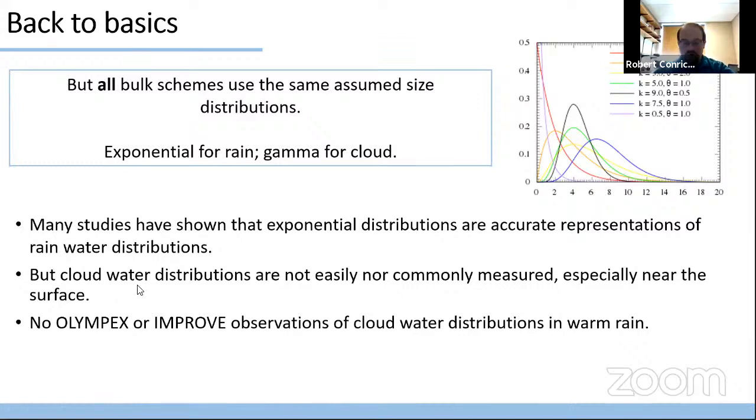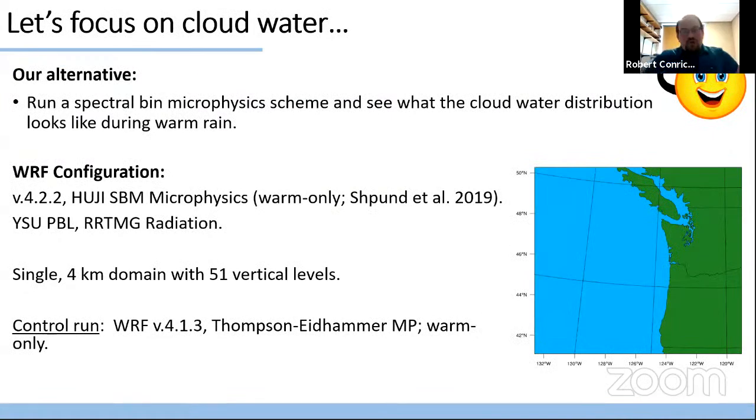But unfortunately, cloudwater distributions are not easily nor commonly measured, especially near the surface and more especially during precipitation, especially warm rain. And there haven't been any observations of cloudwater distributions near the surface during either of the two big field campaigns that we had out on the West Coast that observed microphysics. So what we're going to do is focus on cloudwater, and rather than running a whole field campaign to get some observations, we're going to use a spectral bin microphysics model and see what the cloudwater distributions look like during warm rain events.